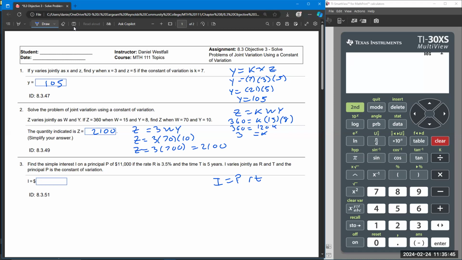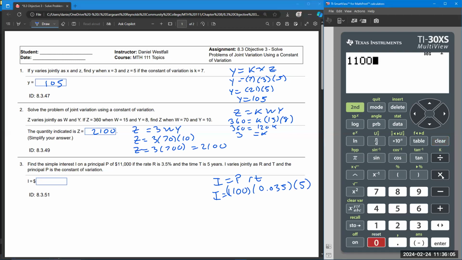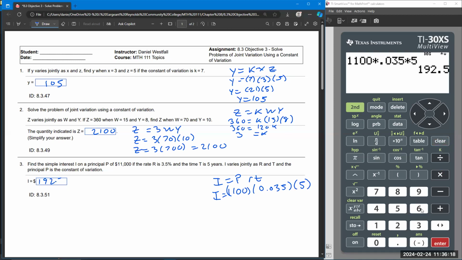Let's go ahead and write this formula here. I is going to be equal to 1100 times the interest rate as a decimal, 0.035, times T, which is 5. We have 1100 times 0.035 times 5, and we're going to get $192.50 in interest owed on that.